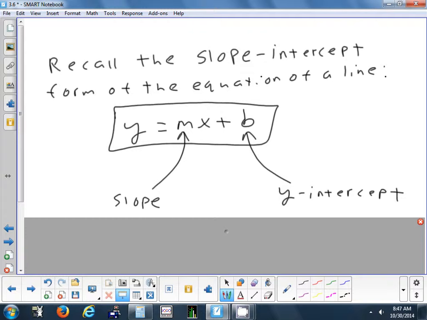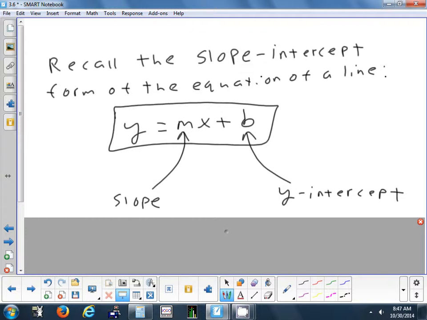Is there any kind of line you could have that might not cross the y-axis? Most lines do. But is it possible that you have a line that doesn't? And what kind of line would it have to be? Yes, a vertical line. If you draw a vertical line, it might not cross the y-axis. Any other line always will.